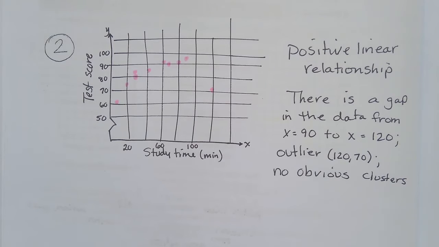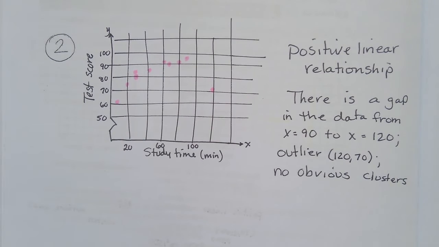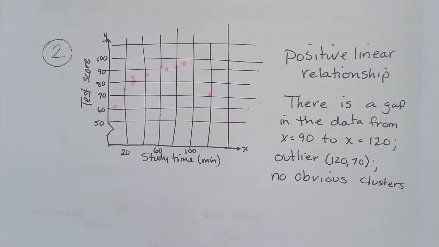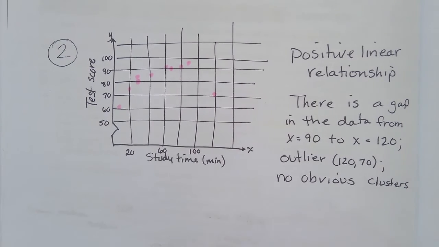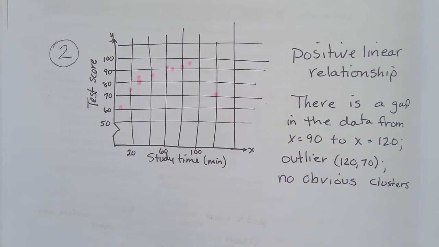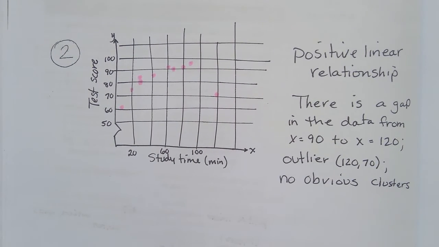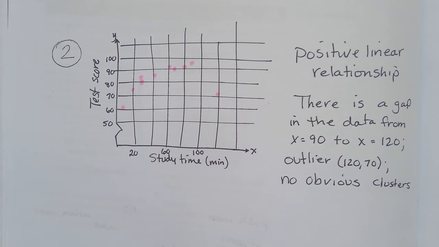I don't know about that. And then there's an outlier at 120, 70. And there are no obvious clusters. You might say there's only 2 here. This kind of looks like a little bit of a cluster, but a cluster means there's a whole bunch of them right next to each other. But using the book one, it's a little bit better because they're more spread apart. The points are spread out more evenly.